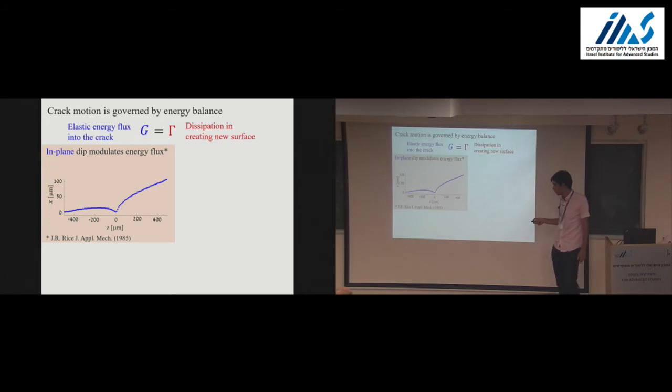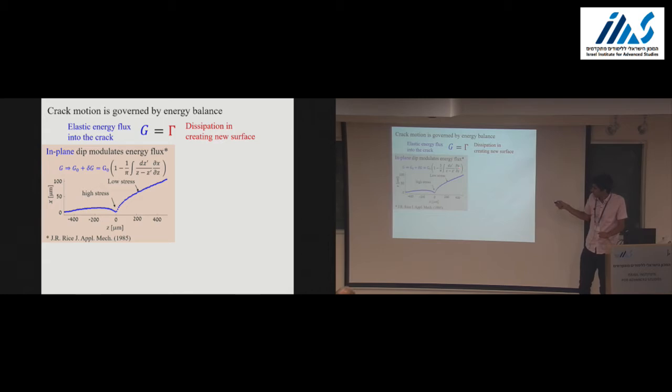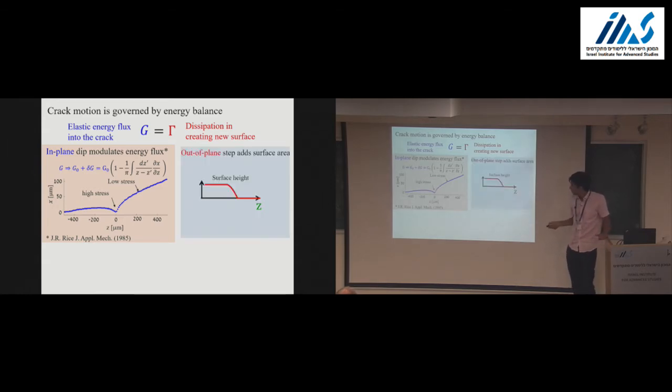Now, when you have a deformation in your crack front, as Jim Rice has shown in '85, your elastic energy flux, or energy release rate, becomes modulated along the crack front. And when you have curvature, this means that you also get an increased energy flux. On the other hand, when you have, for example, a step or some surface structure, then the dissipation here is higher because you create more surface.